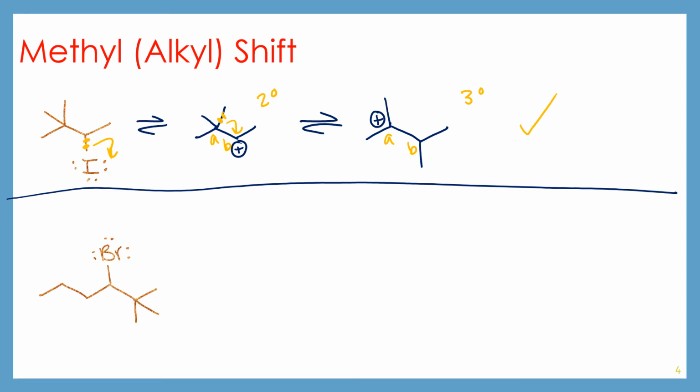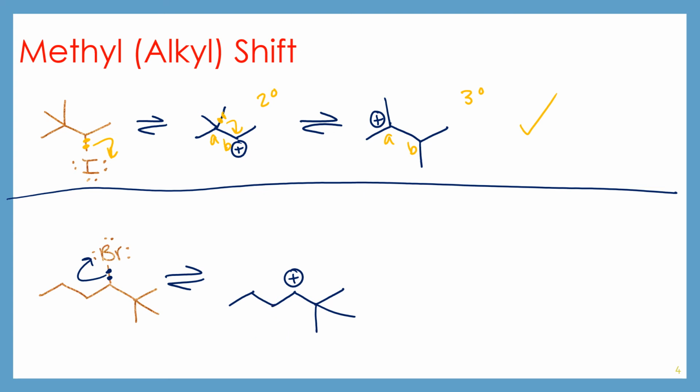Let's look at one more example. In this example, bromine is going to leave, leaving behind a secondary carbocation. And just like we saw in the previous example, we have hydrogens next door, and we have methyl groups on our other neighboring carbon. Now, if we were to move one of those hydrogens, we would end up with another secondary carbocation.